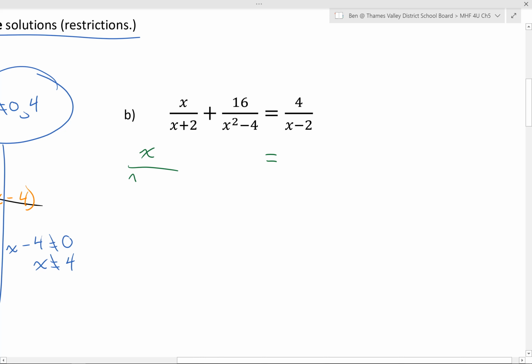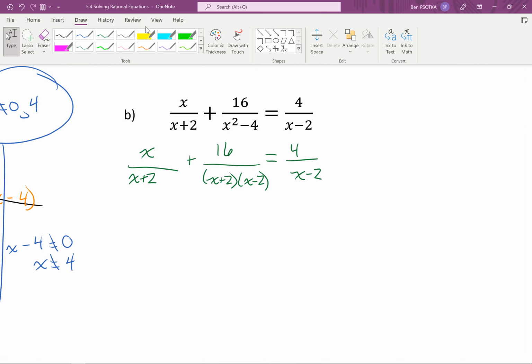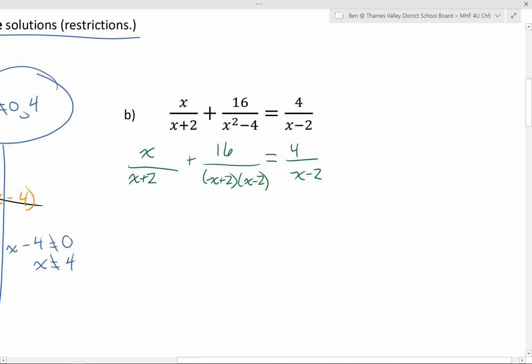So I'm working with x divided by x plus 2. That's already factored, plus 16 divided by, and I can factor this here, x plus 2, x minus 2, equals 4 divided by x minus 2. Awesome. Now it's a little bit easier and I can say, okay, I can find my restrictions. I'll go with another color here.